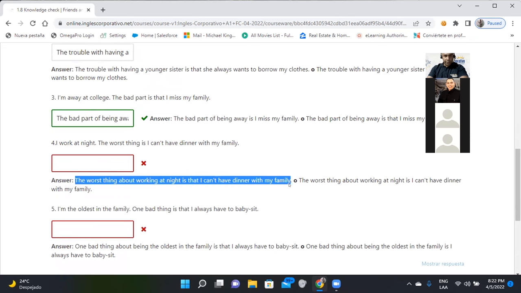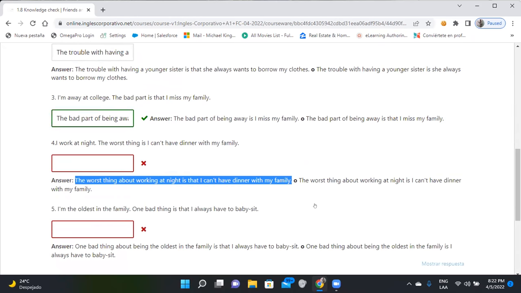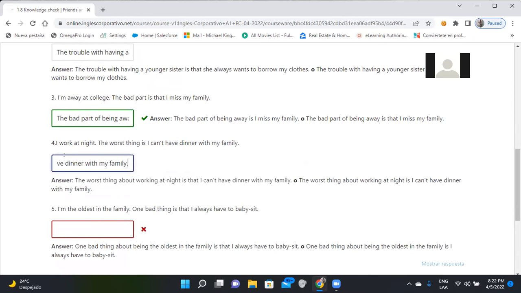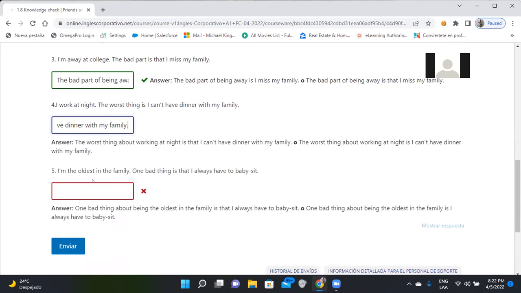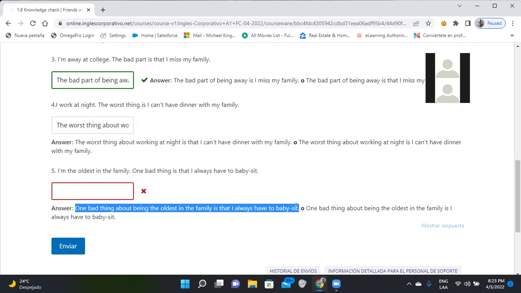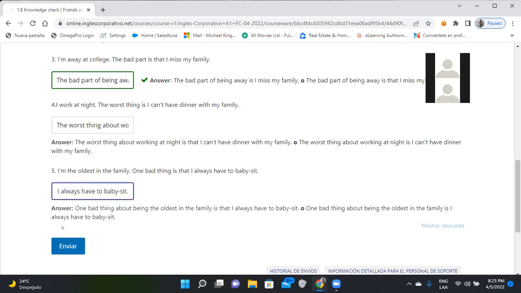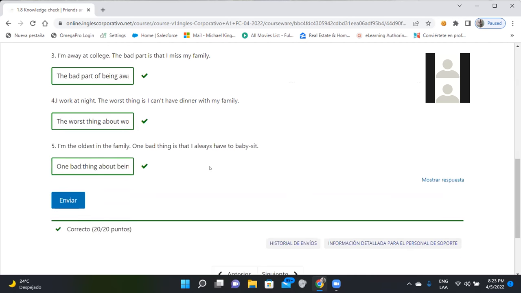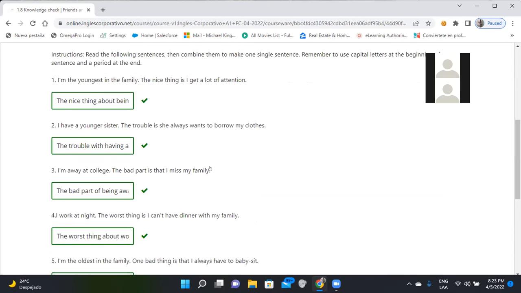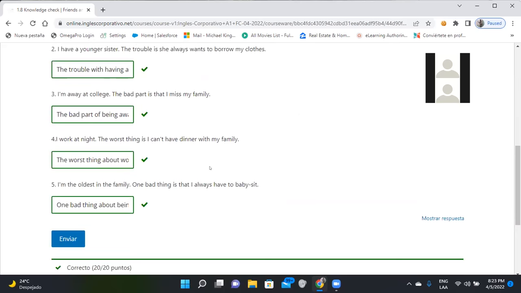Excellent. The next one is Robert Fabio. The worst thing about working at night is that I can't have dinner with my family. Excellent. Mirna, number five. One bad thing about being the oldest in the family is that I always have to babysit. Excellent. Good job, guys. All right, at this moment, does anybody have any questions related to this activity?